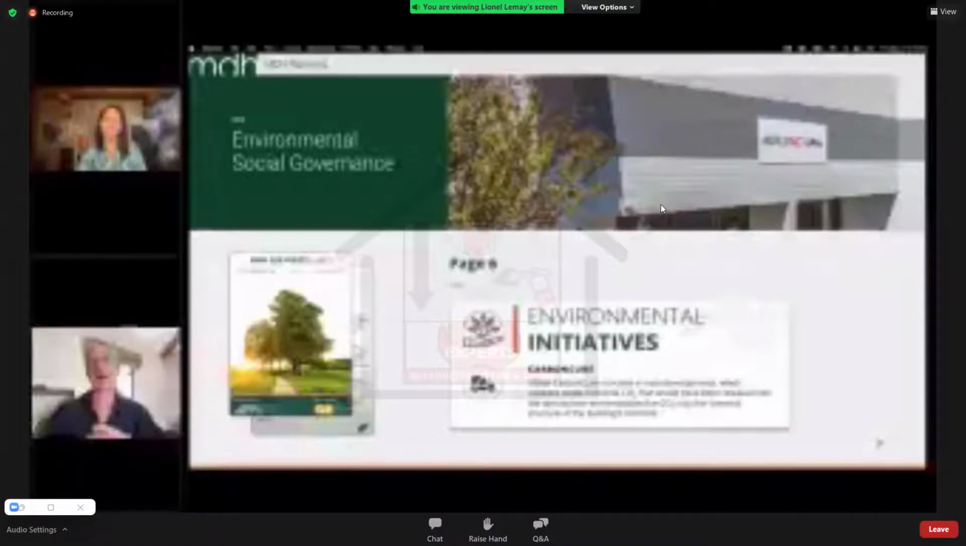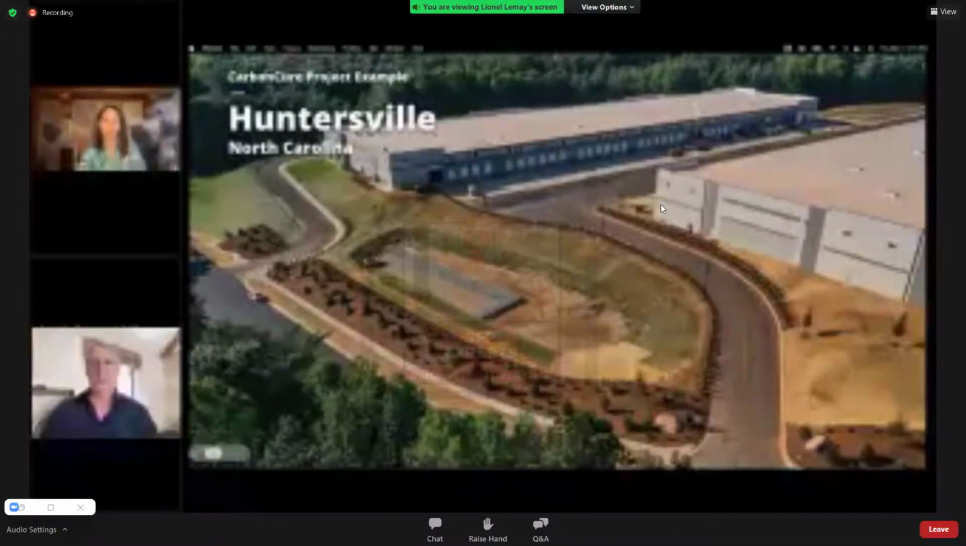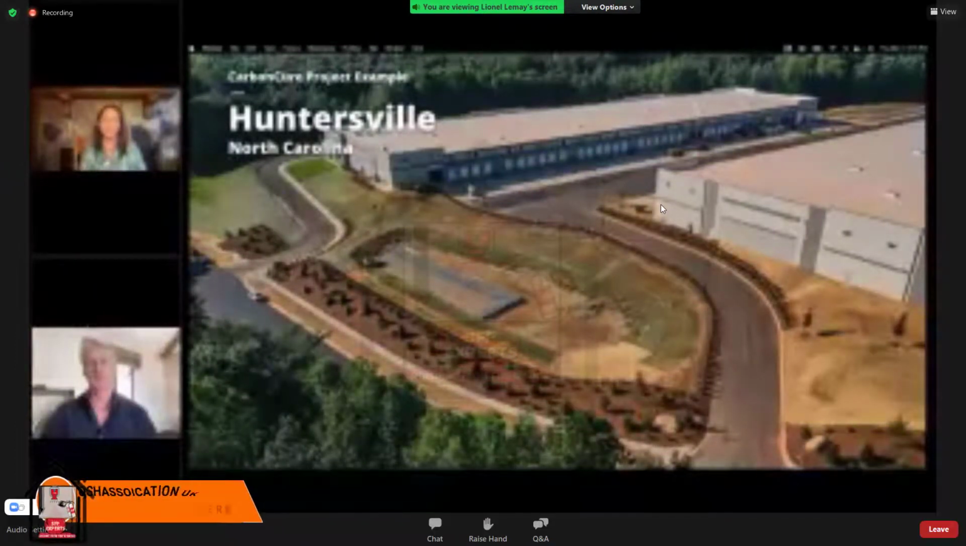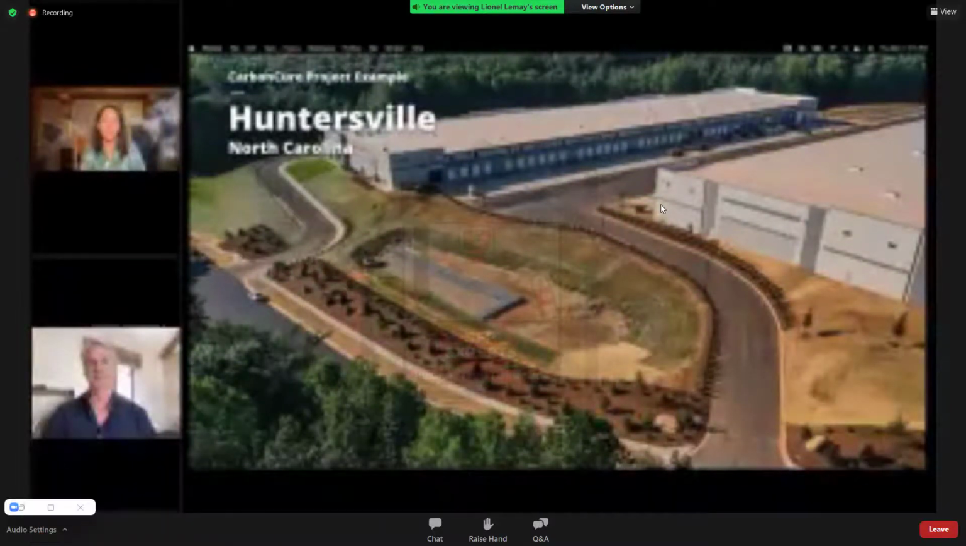Excellent, thank you. And we mentioned this earlier, we're going to now focus a lot of the conversation around the E commitments, the environmental initiatives at MDH Partners. Why across your portfolio have you embraced green building and clean technologies?